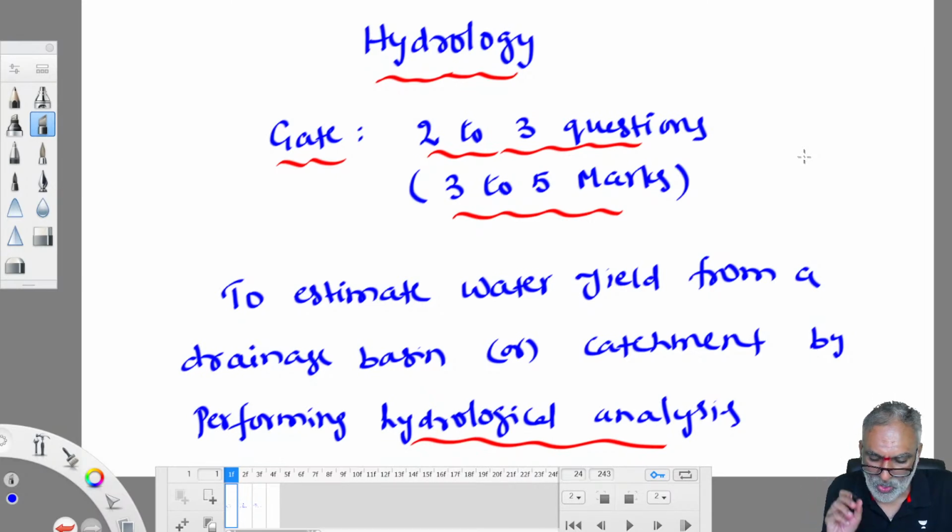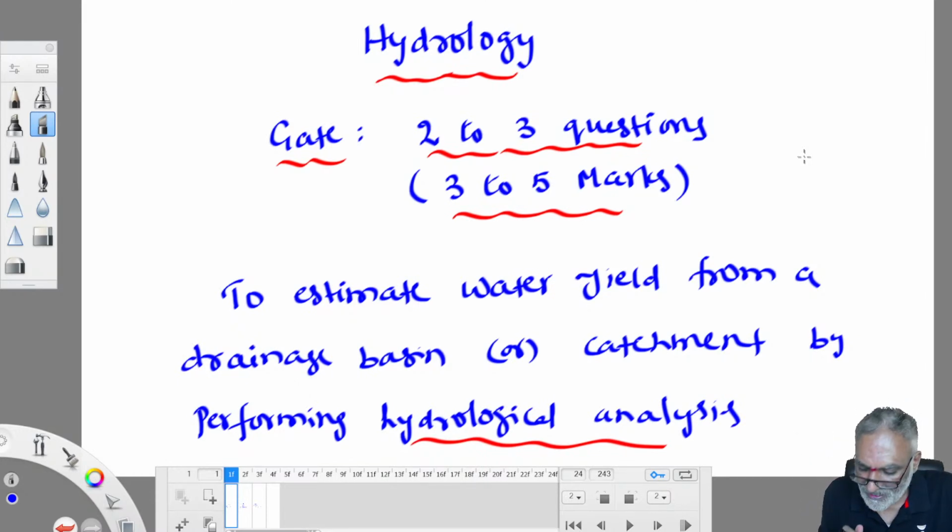So the very purpose of this course is to estimate water yield from a drainage basin or a catchment. So what is a catchment? See now, if you join a college, students from different parts of a city join at one place. So the total city is a catchment for the classroom.